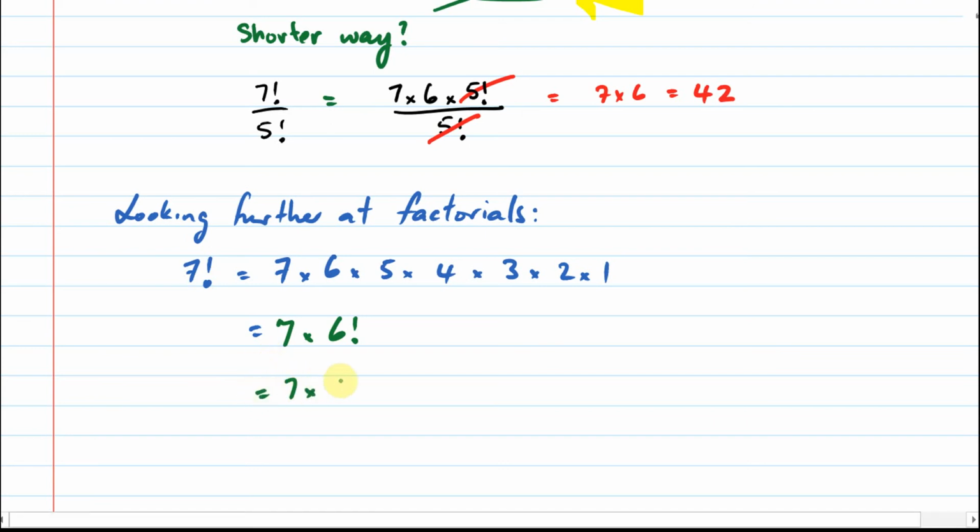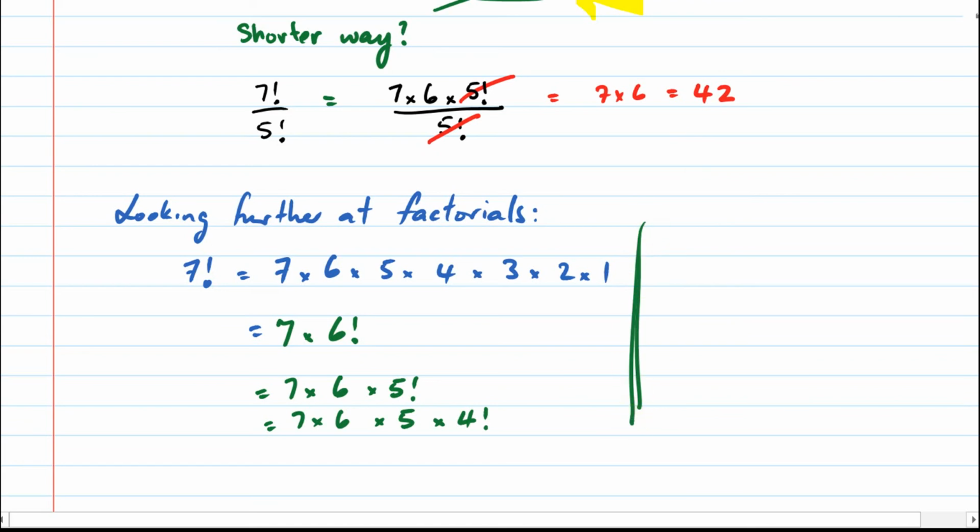Likewise, I could have peeled off 2 numbers and had 5 factorial. And continuing in that same pattern, I could write 7 by 6 by 5 and 4 factorial. Why am I doing this?